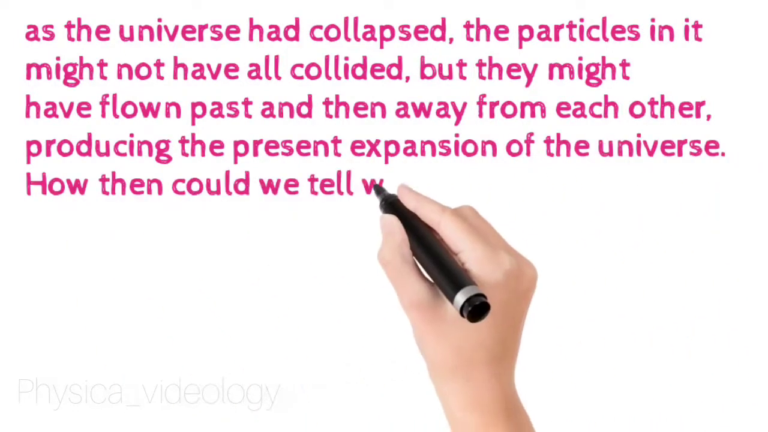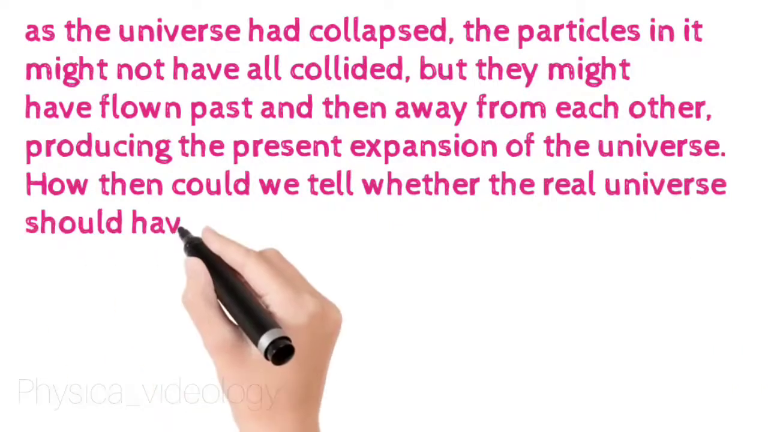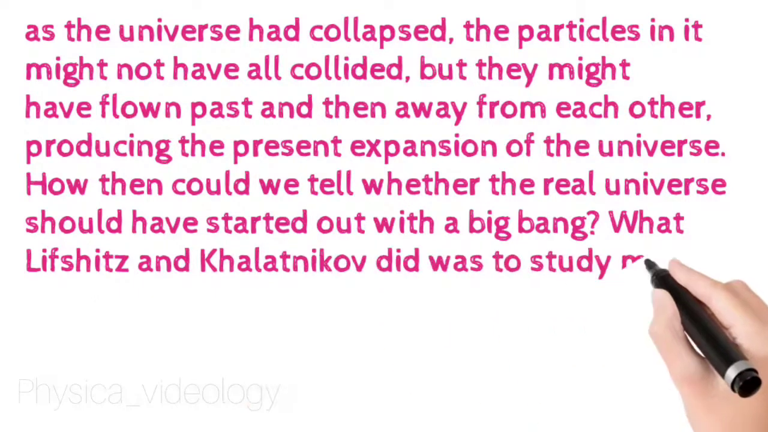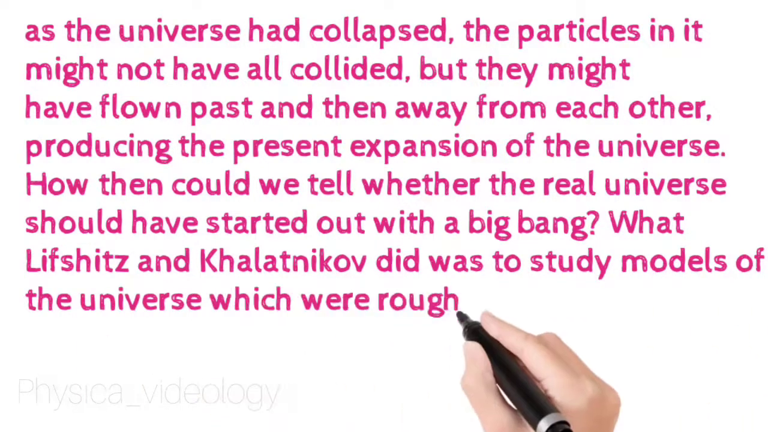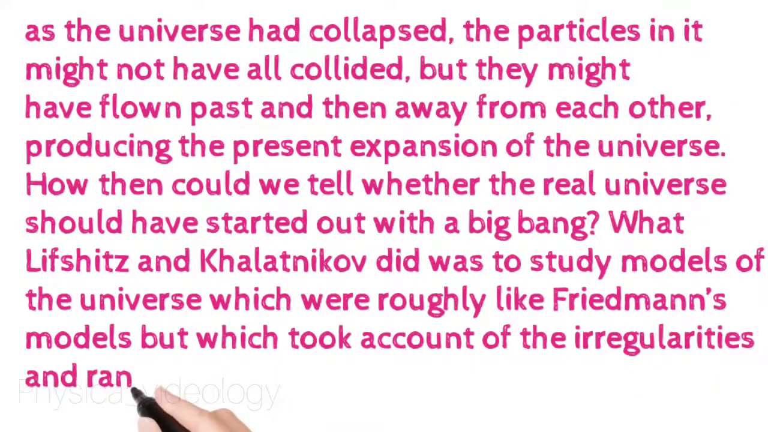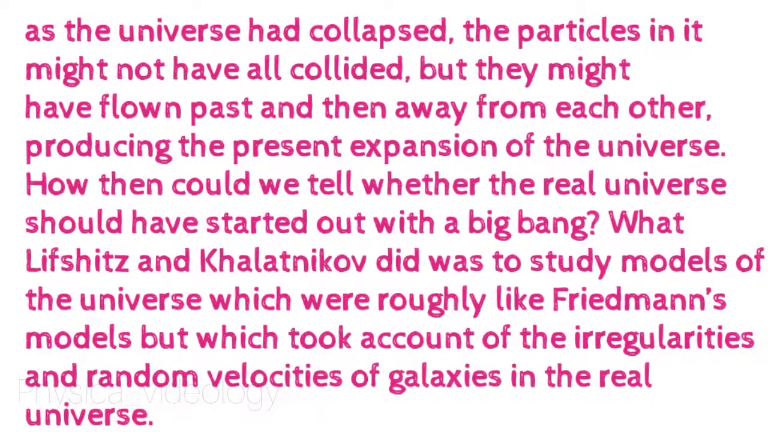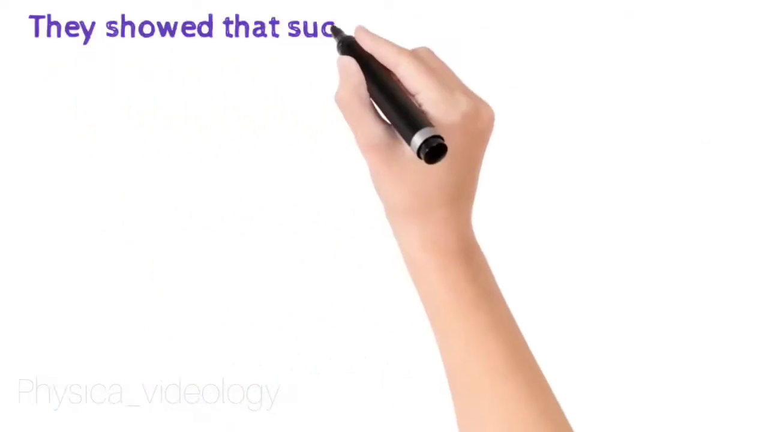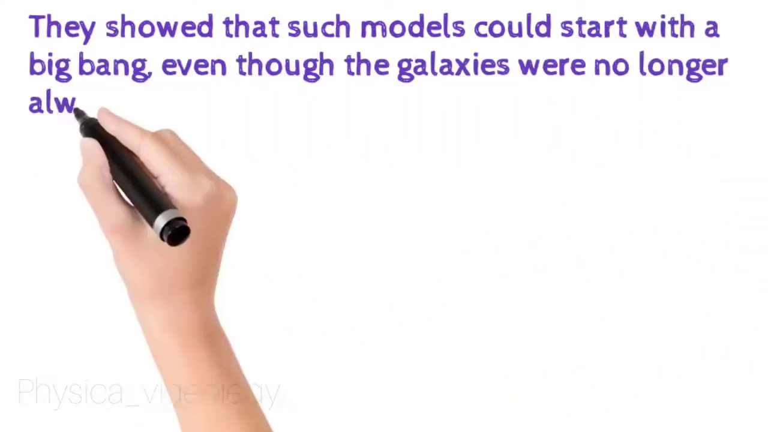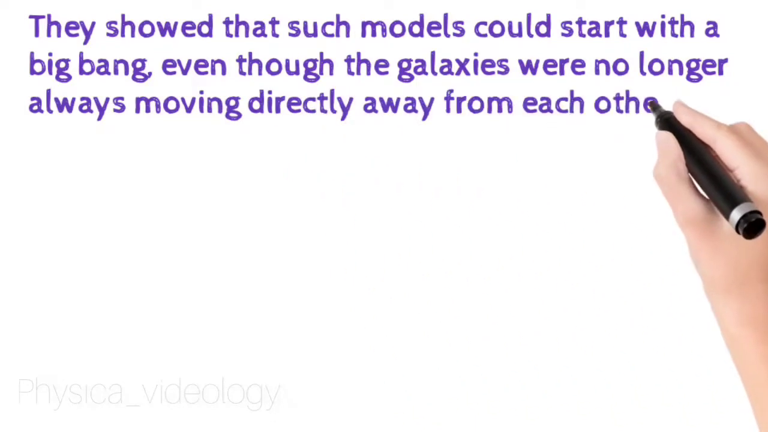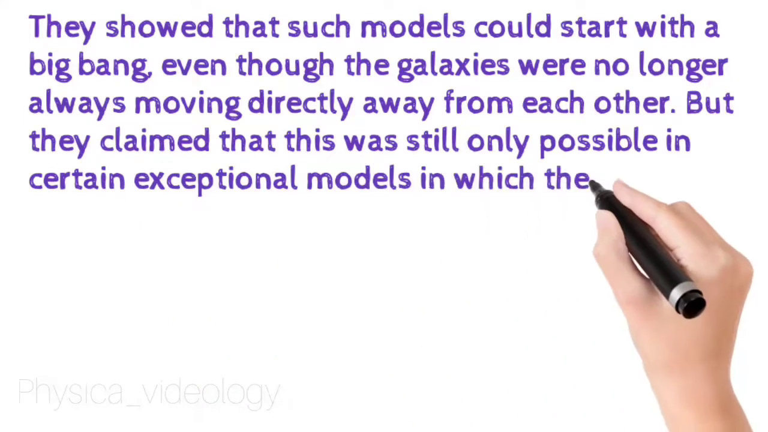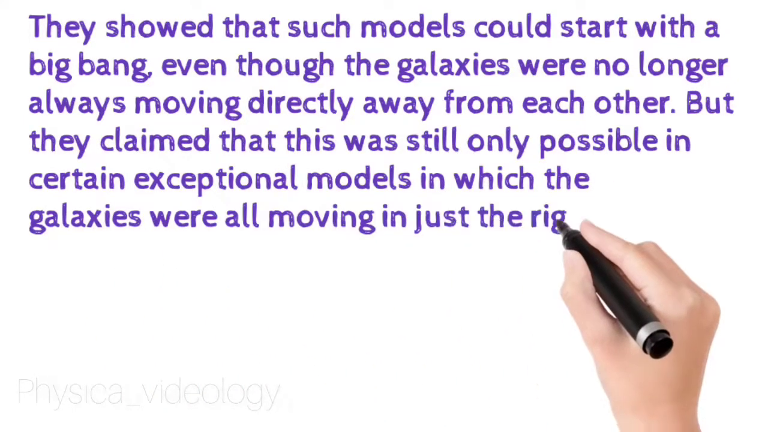How then could we tell whether the real universe should have started out with a Big Bang? What Lifshitz and Kalatnikov did was to study models of the universe which were roughly like Friedmann's models but which took account of the irregularities and random velocities of galaxies in the real universe. They showed that such models could start with a Big Bang, even though the galaxies were no longer always moving directly away from each other. But they claimed that this was still only possible in certain exceptional models in which the galaxies were all moving in just the right way.